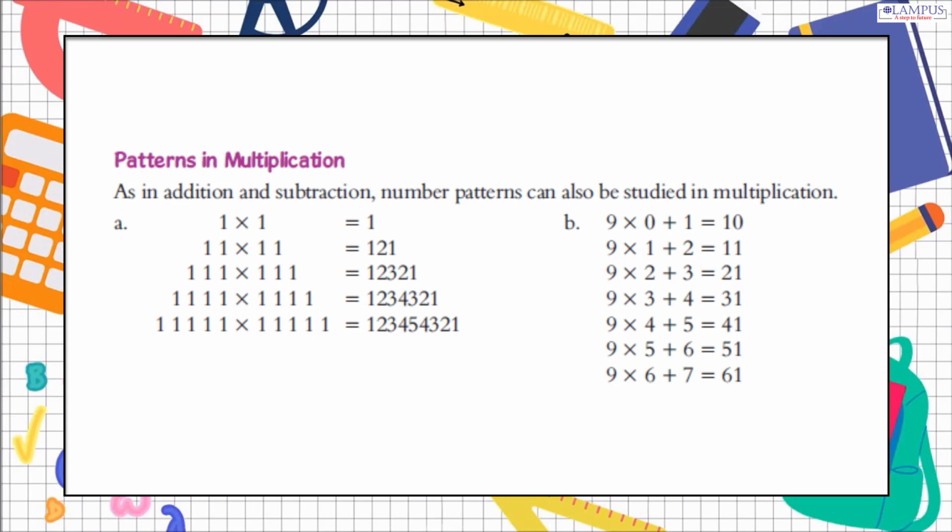A. 1 times 1 equals 1, 11 times 11 equals 121, 111 times 111 equals 12321, 1111 times 1111 equals 1234321, 11111 times 11111 equals 123454321. B. 9 times 0 plus 1 equals 10. 9 times 1 plus 2 equals 11. 9 times 2 plus 3 equals 21. 9 times 3 plus 4 equals 31. 9 times 4 plus 5 equals 41. 9 times 5 plus 6 equals 51. 9 times 6 plus 7 equals 61.